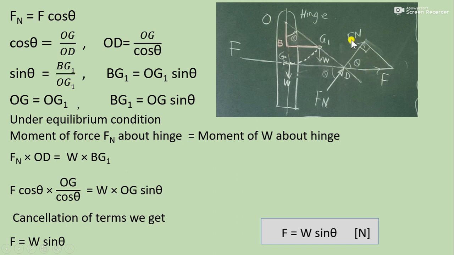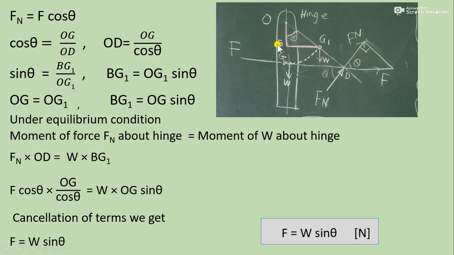So F cos theta is Fn. Now again here we need trigonometry, so we will have some trigonometrical relations. Let us see. Cos theta is equal to OG upon OD, in the triangle OGD. In this triangle, cos theta is the adjacent side, that is OG, divided by the hypotenuse, that is OD. That's why OD can be written as OG upon cos theta.